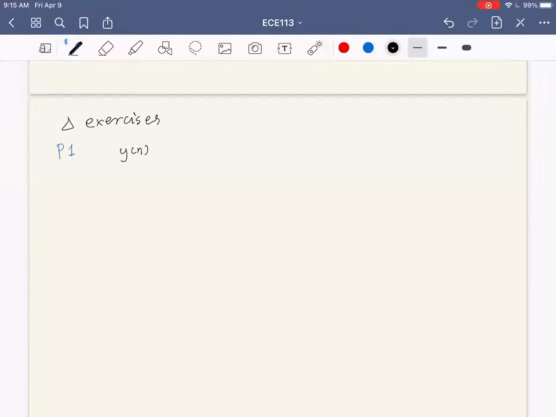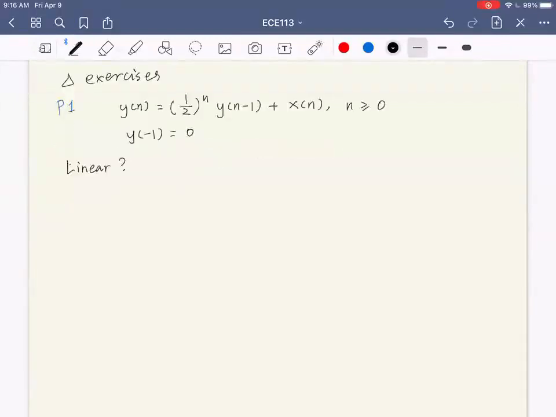So I'm writing down a difference equation that describes the LTI system. And we know that y of -1 equals 0. And my question for everyone is: is it linear? It is hard to say that without writing down anything, right? So let's make it more organized. So let's see. What is y of 0?